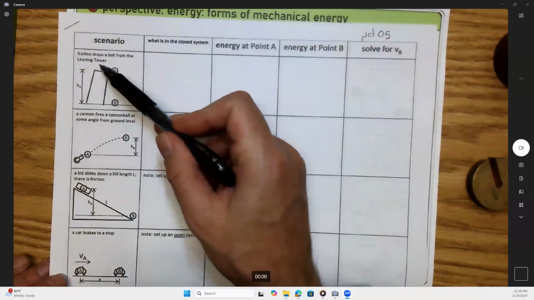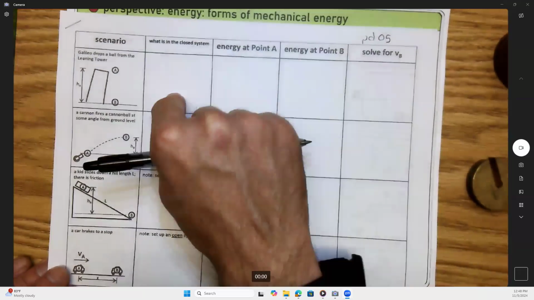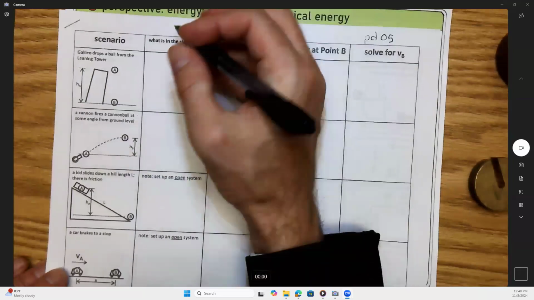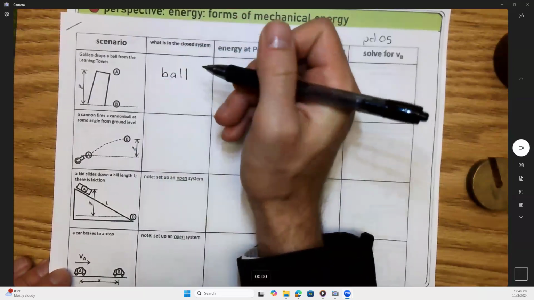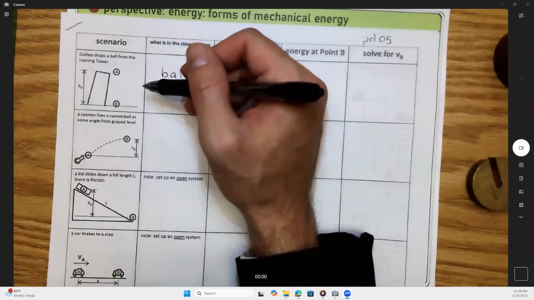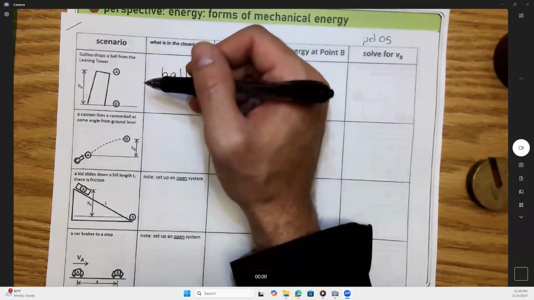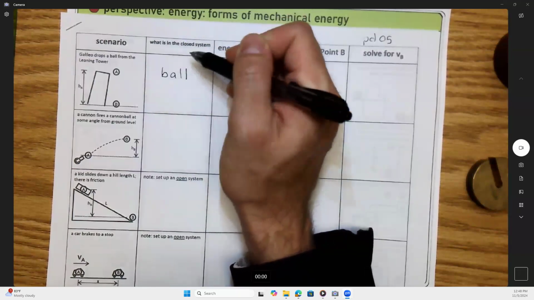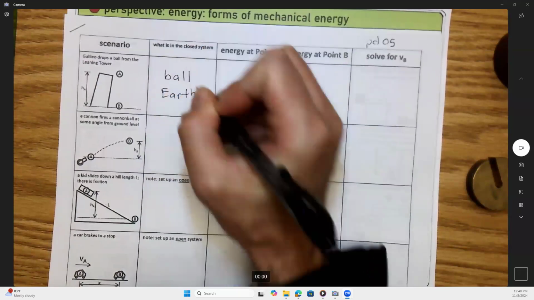First question, Galileo drops a ball from the leaning tower. Hey, that one's in your notes from yesterday. Galileo dropped a ball from the tower. So say, what is in the closed system? Well, we're focused on the ball, so you think the ball's in the system? Yeah, so write the ball. Because if I only wrote the ball, does the ball have a force acting on it that's making it move? Yeah, and that's what kind of force? Gravity force. And what object is providing that gravity force? The entire Earth. The Earth's pulling the ball. So if I want it to be a closed system, I also have to include the Earth. So I'll call this the ball Earth system.